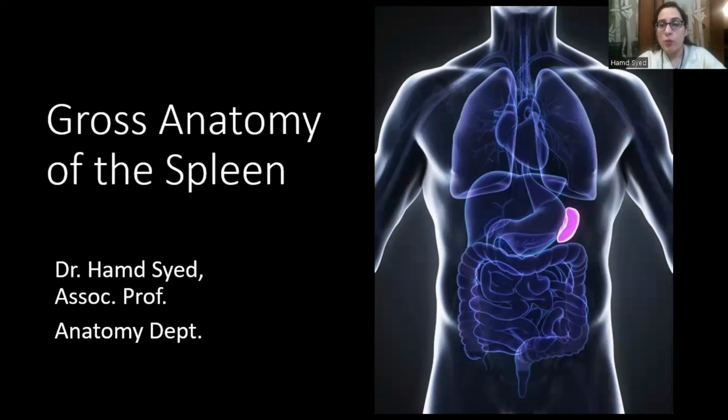Today I'll be discussing the very important human organ, the spleen, which is present within our abdominal cavity. So today's topic for discussion is the gross anatomy of the spleen.